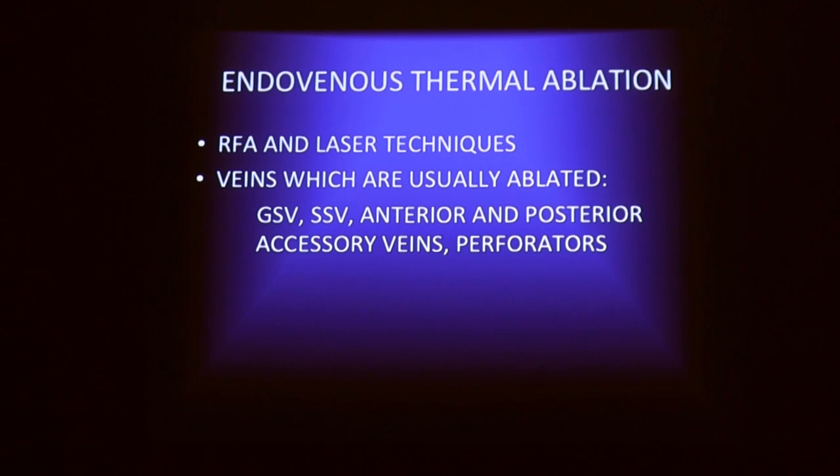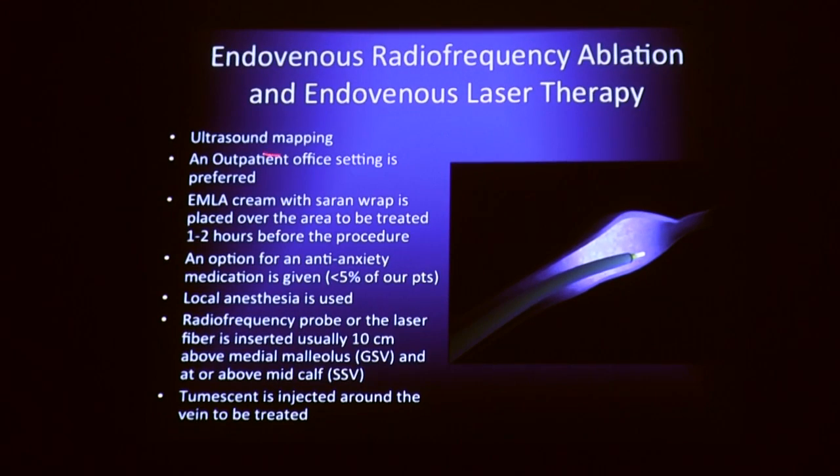So, endovenous thermal ablation. The systems that are tried and true that we're using today are RFA and laser techniques, and we usually do the great saphenous vein that you know about, the small saphenous vein that you know about. Occasionally there are branches called the anterior and posterior accessory veins or the perforator veins. We put the cream on the leg as I talked with you about. It's a lidocaine-based cream, makes everybody more comfortable.